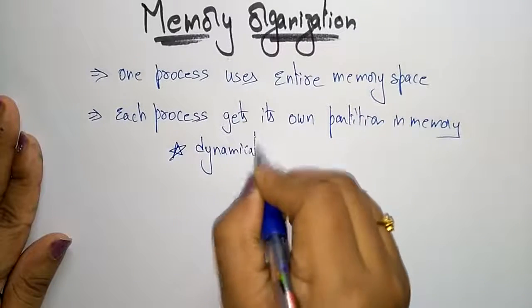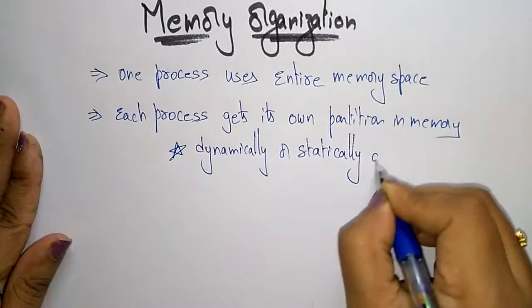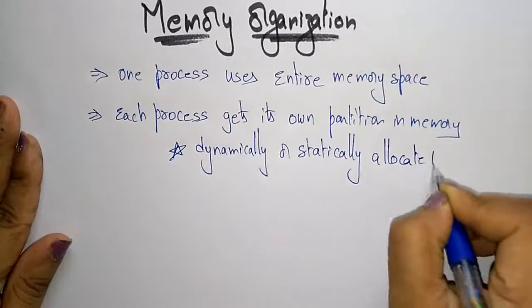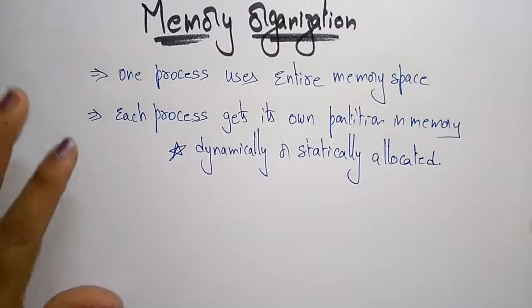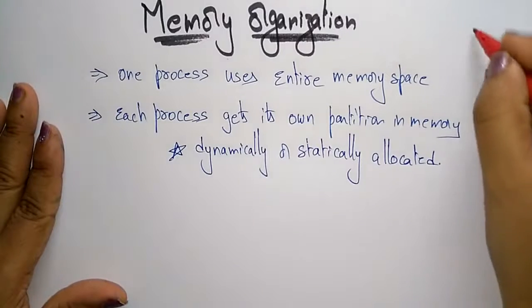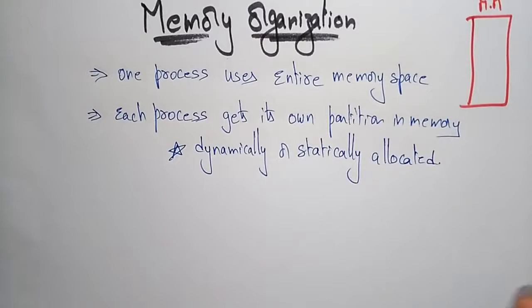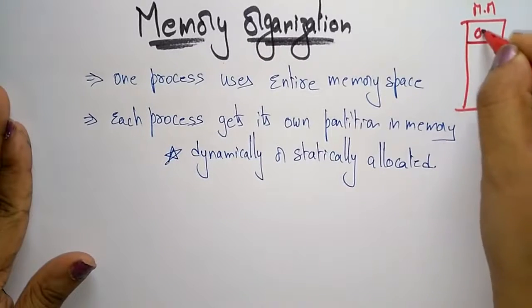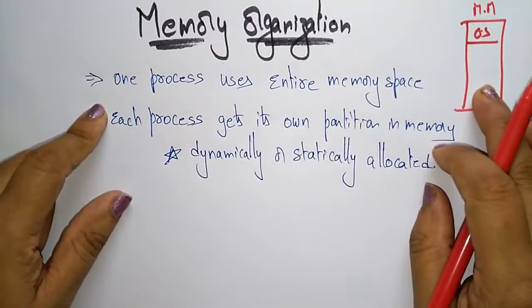Dynamically or statically allocated. So the name itself is indicating memory organization, how the memory is organized in the main memory. Whatever the data that we are sending, whatever the process you are taking, that has to be stored in the main memory. So one part is stored in the operating system, and the remaining will store all the processes.